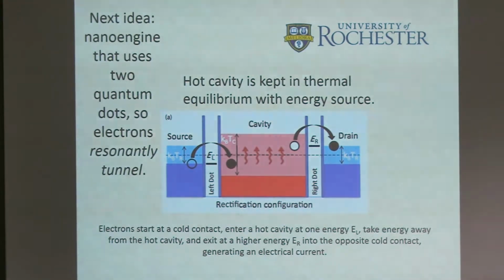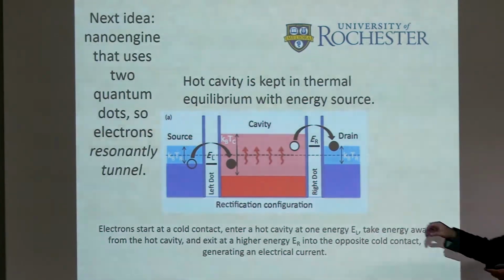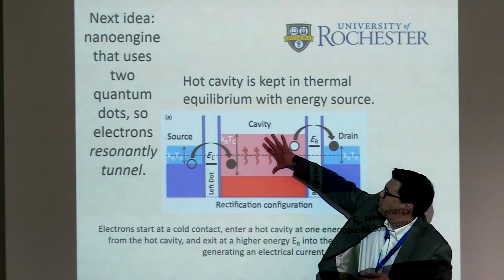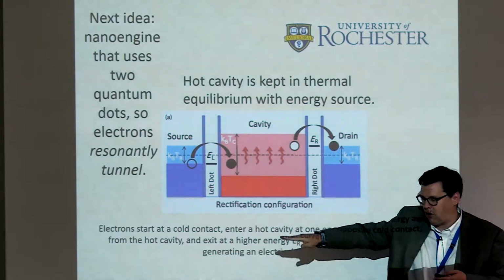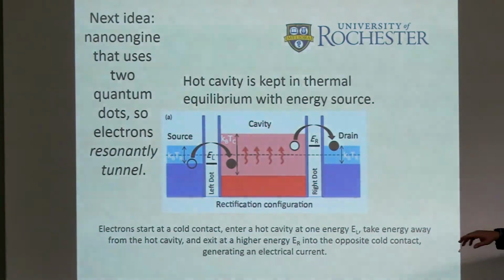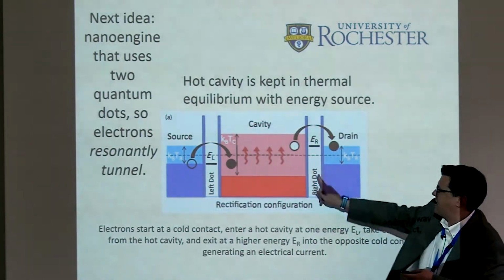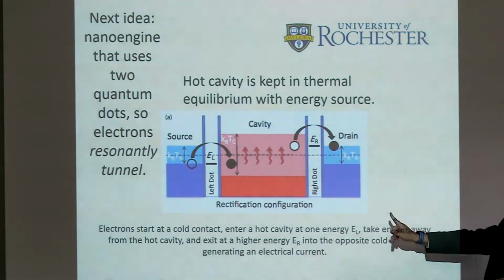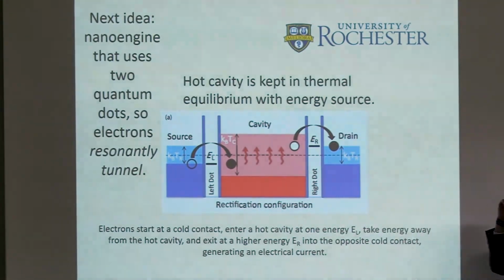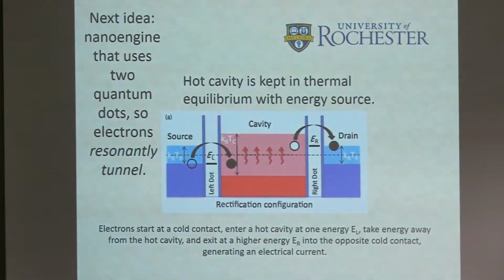By heating it, it's at a higher temperature, so the Fermi function broadens much more. It transitions from 1 to 0 on a larger energy scale. So this is energy in the y-axis, position in the x-axis. And now what I do is place my quantum dots with the resonant levels asymmetrically on either side. The dotted line is the Fermi energy of the whole thing. On the left dot, I put the energy level below the Fermi energy. On the right, I put it above the Fermi energy.